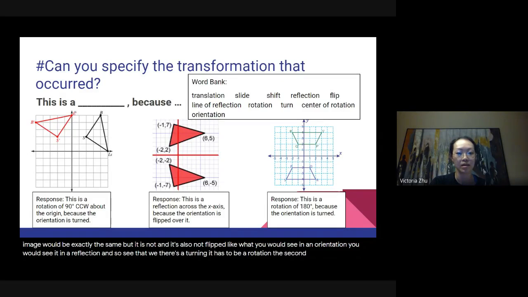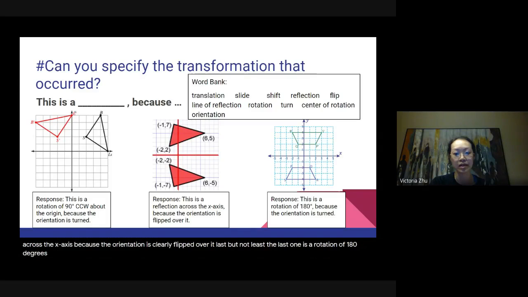The second one is a reflection across the x-axis because the orientation is clearly flipped over it. Last but not least, the last one is a rotation of 180 degrees, again because the orientation is turned. You might think that this one is a reflection and a translation at the same time, but looking carefully at how the vertices are transformed, it would only work with a rotation.